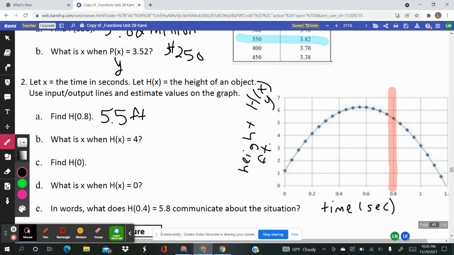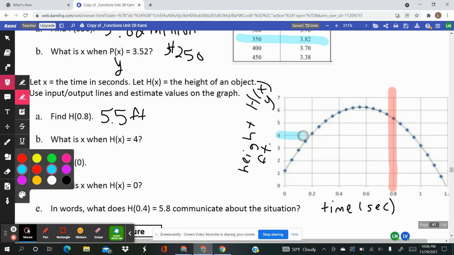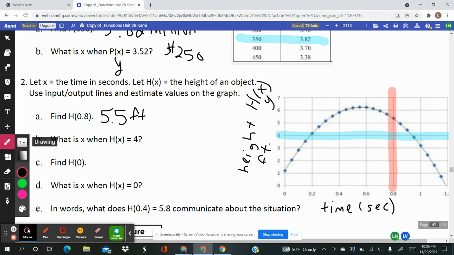Letter B, what is X when the height is 4? So this time it gives us our output, our Y value. So when you have a height of 4, it's actually going to hit at 2 separate times. The first one is going to be at 0.2 of a second. And at approximately, let's say, 0.9 of a second.